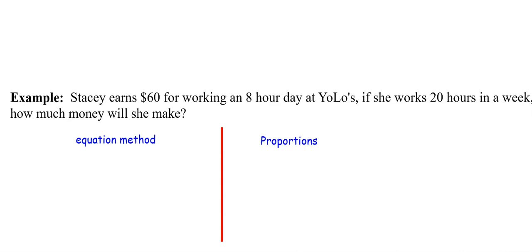So like on this one, you can set up proportions. Direct variation works really well with proportions. So like you can say, well, $60 is to 8 hours in the same way that 20 hours would go down here, right? Because hours are in the denominator. So you keep things kind of symmetric and solve, and you can solve that out.